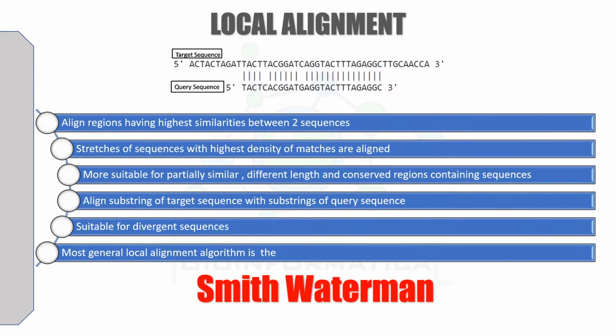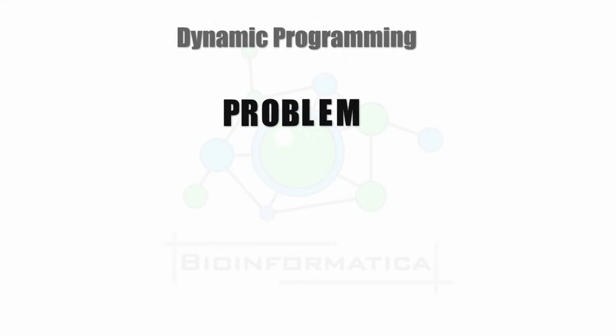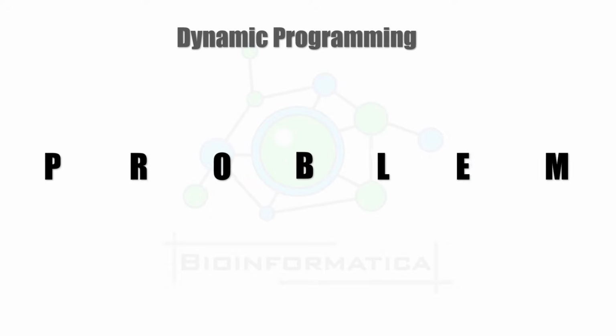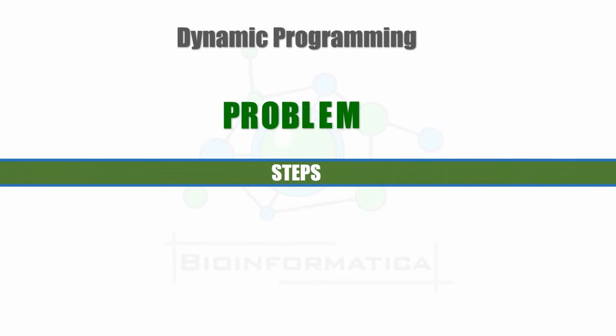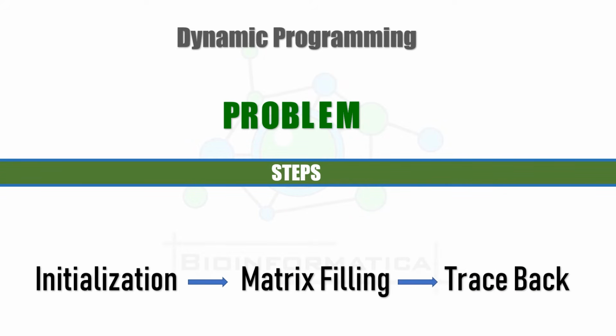The Smith-Waterman algorithm is the most common local alignment algorithm. It comes under dynamic programming. In dynamic programming, we take a problem, break it into smaller and simpler sub-problems, and after solving those sub-problems, we get the solution of the original problem. A typical dynamic programming algorithm, including Smith-Waterman, contains three general steps: initialization, matrix filling, and traceback.